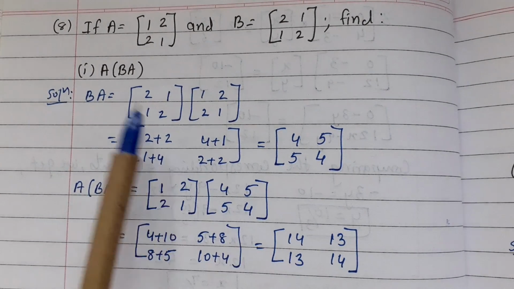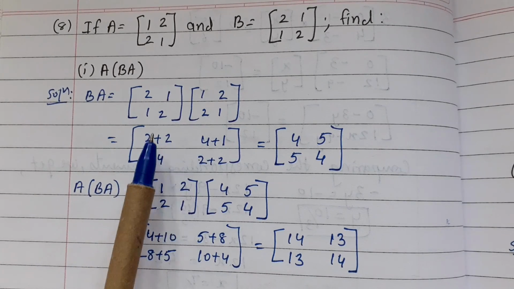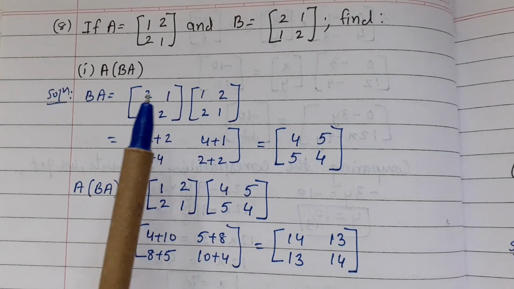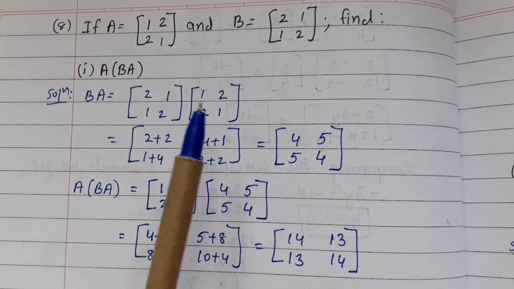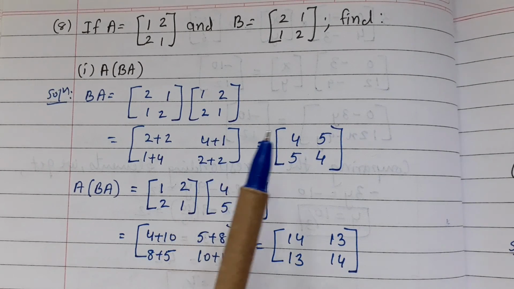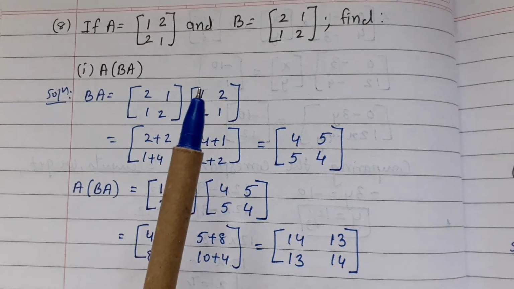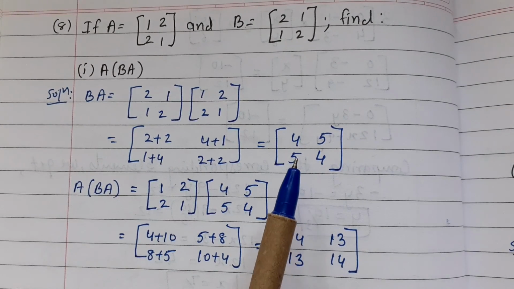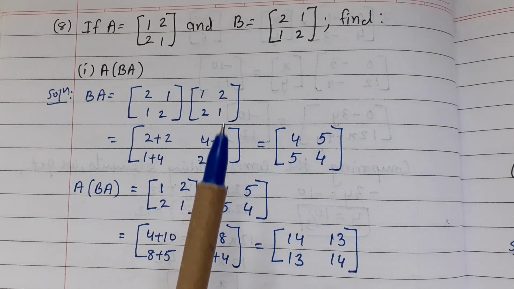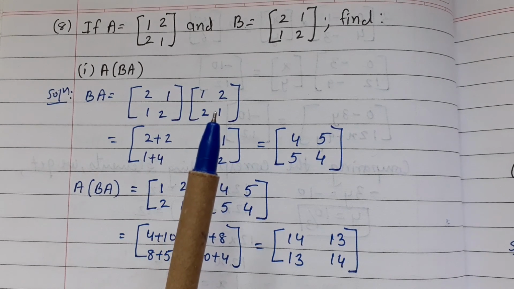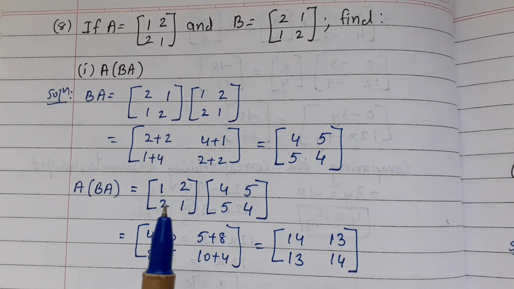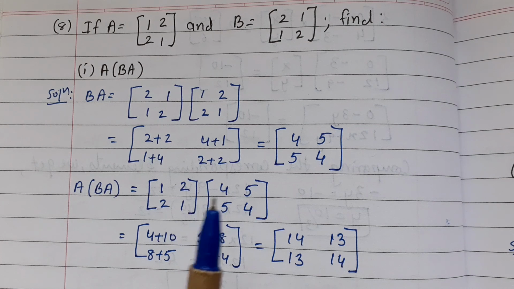We'll do the multiplication. We get 2 1s are 2 plus 1 2s are 2, 2 plus 2, 4. 2 into 2, 4, 1 into 1, 1, 4 plus 1, 5. 1 into 1, 1, plus 2 into 2, 4, 4 plus 1, 5. 1 into 2, 2, plus 2 into 1, 2, 2 plus 2, 4.